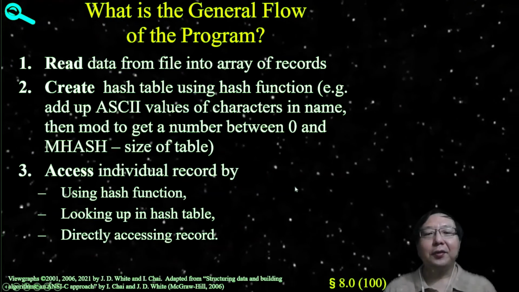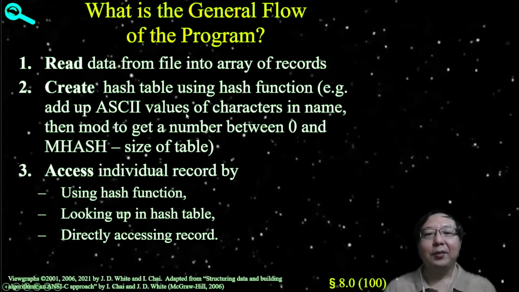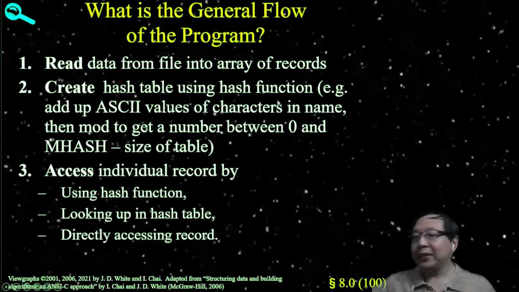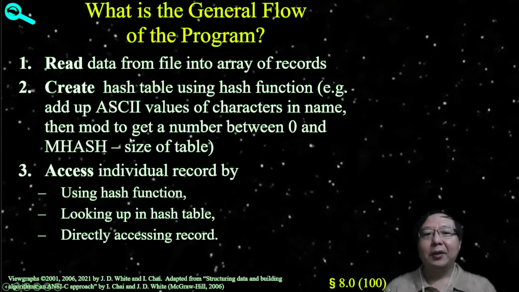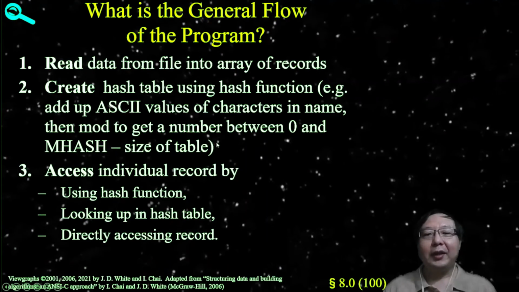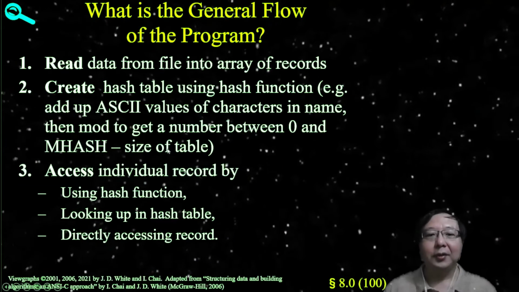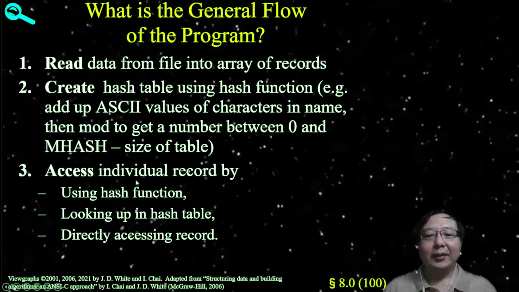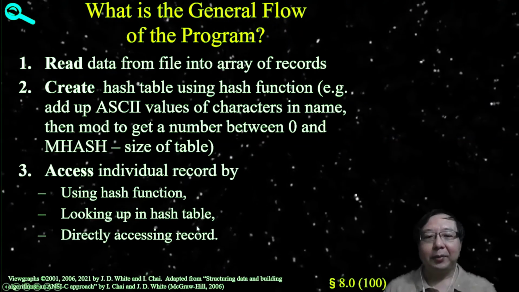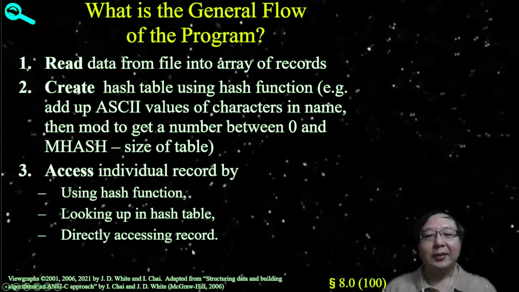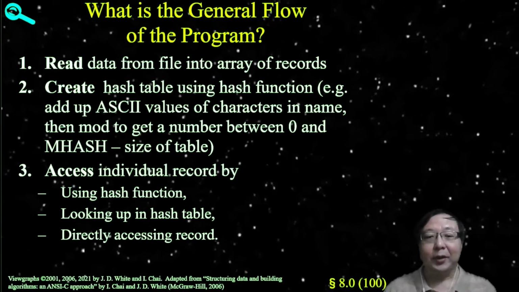Okay, what is the general flow of the program? Well, first we have to read the data from the file into an array of records, and then we need to create the hash table using the hash function of the ASCII values of characters in the name. And then we need to do the mod and get the number between 0 and m hash, which tells us where in the hash table to look. And then we access the individual record by using the hash function and look up in the hash table, and we directly access the record immediately. So that's why it takes the same amount of time no matter how many things there are.